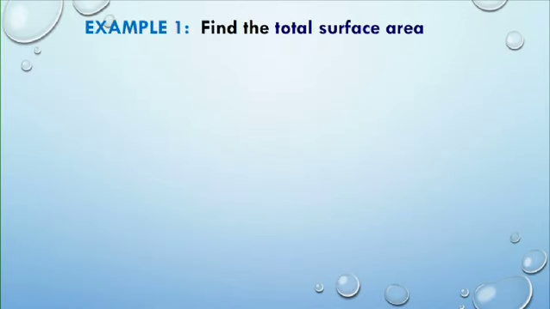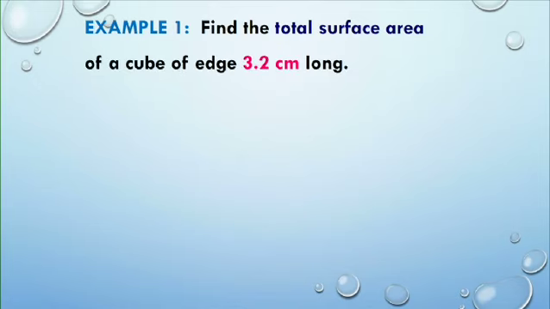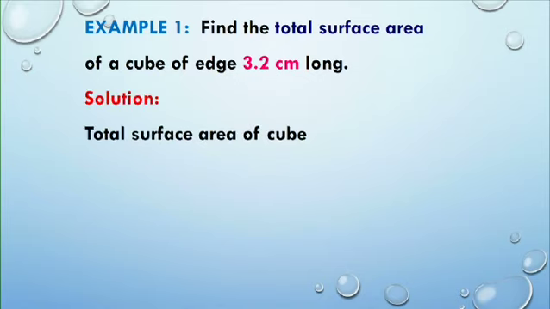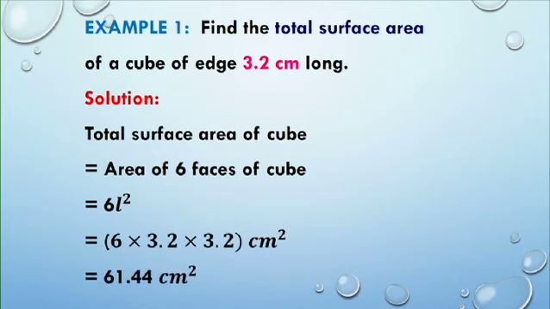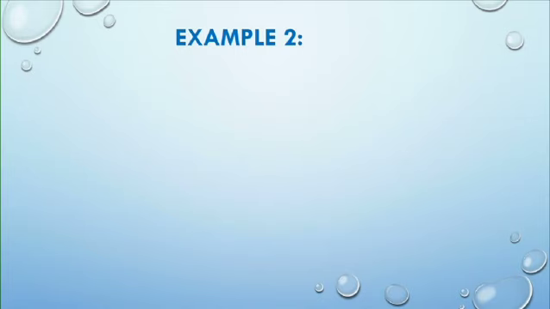Let us consider an example. Find the total surface area of a cube of edge 3.2 centimeters long. So the total surface area of cube is the area of 6 faces, that is 6L square. And in this question, L is in fact equal to 3.2 centimeters. So we are going to have 6 times 3.2 times 3.2, which gives us 61.44 centimeter square.